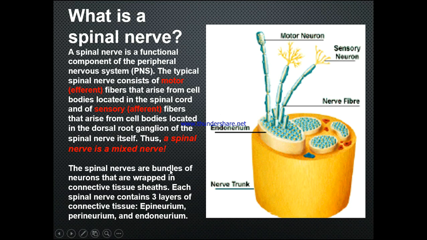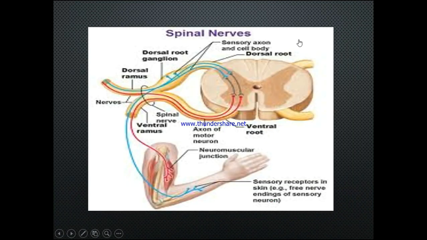The spinal nerves themselves are bundles of neurons that are wrapped in connective tissue sheaths, which we're going to talk about, along with the importance of nerve conduction, as we progress through these videos. Each spinal nerve contains 3 layers of connective tissue: epineurium, perineurium and endoneurium. Here we can see the nerve trunk, the different sheaths, the endoneurium, the nerve fibres, and the sensory neuron itself and the motor neuron. The sensory neuron and the motor neuron are of course transmitting these sensory and motor responses.